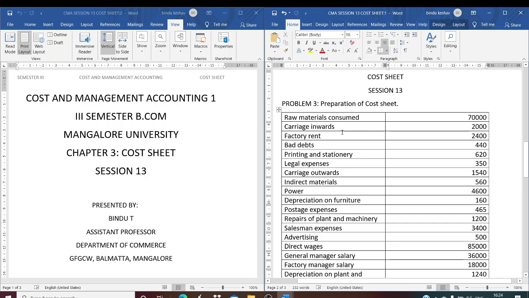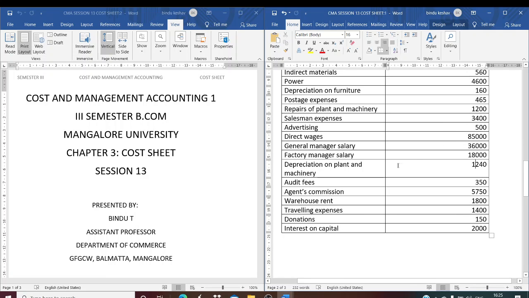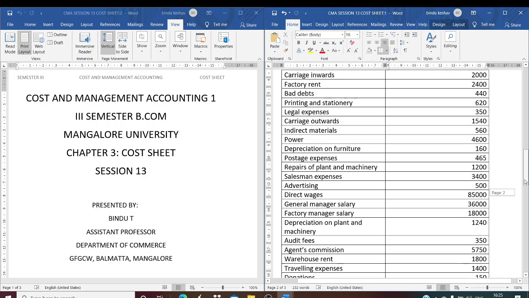Raw material consumed 70,000, carriage inwards 2,000, factory rent 2,400, bad debts 440, printing and stationery 620, legal expenses 350, carriage outwards 1,540, indirect materials 560, power 4,600, depreciation on furniture 160, postage expenses 465, repairs of plant and machinery 1,200, salesman expenses 3,400, advertising 500, direct wages 85,000, general manager's salary 36,000, factory manager's salary 18,000, depreciation on plant and machinery 1,240, audit fees 350, agents commission 5,750, warehouse rent 1,800, traveling expenses 1,400, donations 150, interest on capital 2,000. So these are the expenses incurred by a firm during a period.